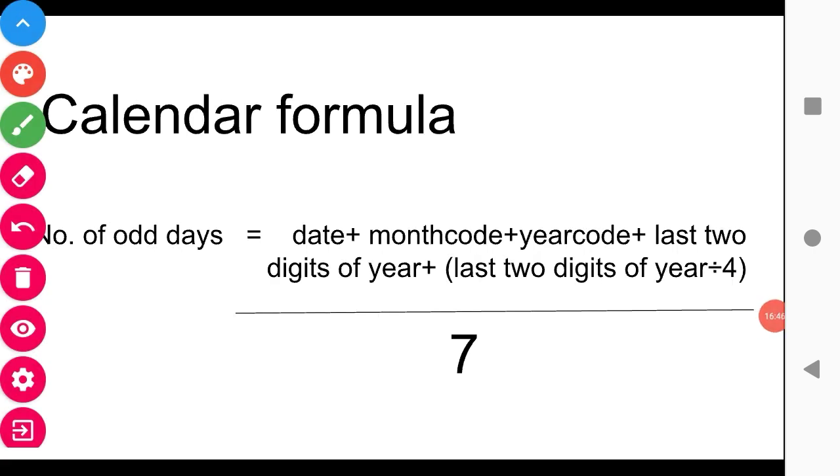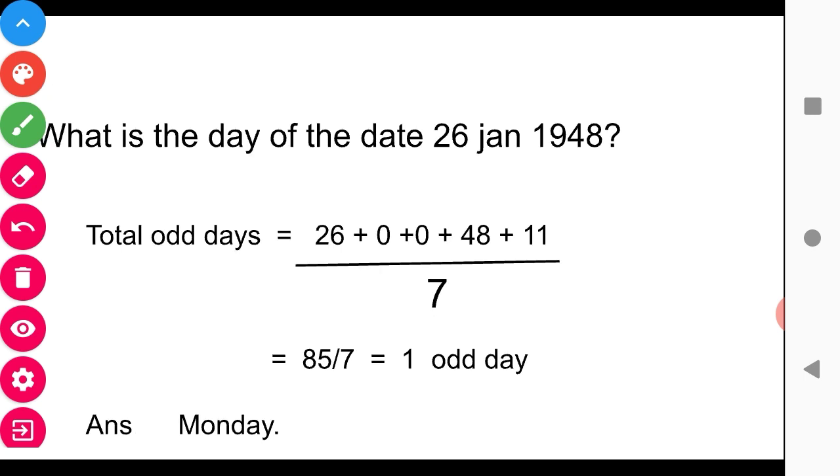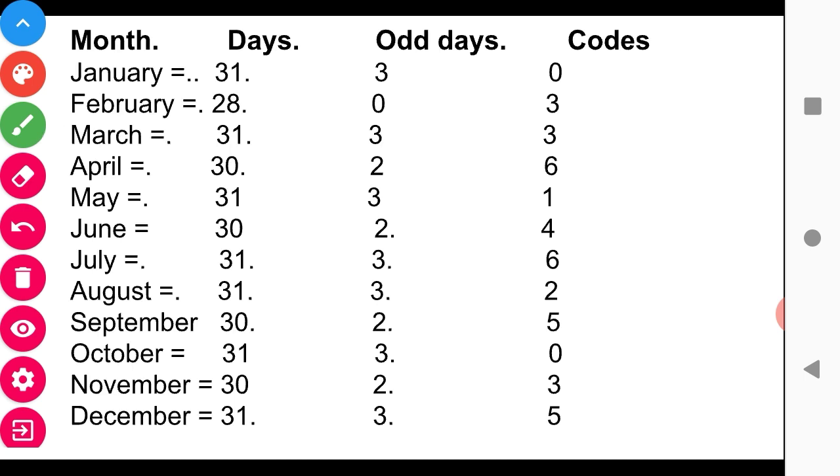So in this way we can calculate the day of any date in the calendar in just one step by using the month codes and year codes. Now we have one doubt: in the month codes and year codes, for February we have taken only 28 days.